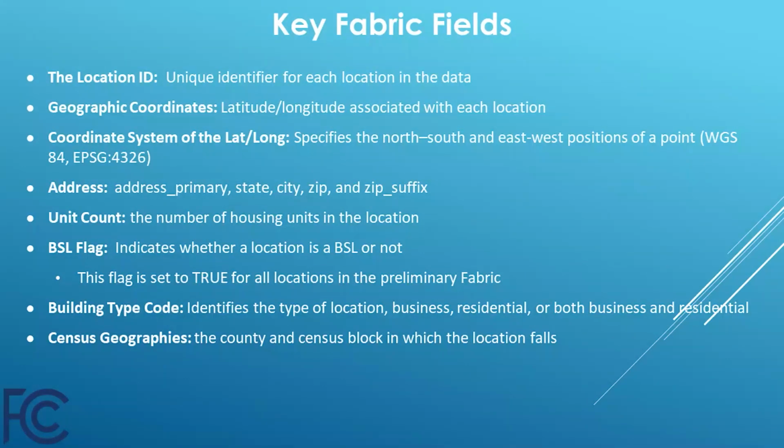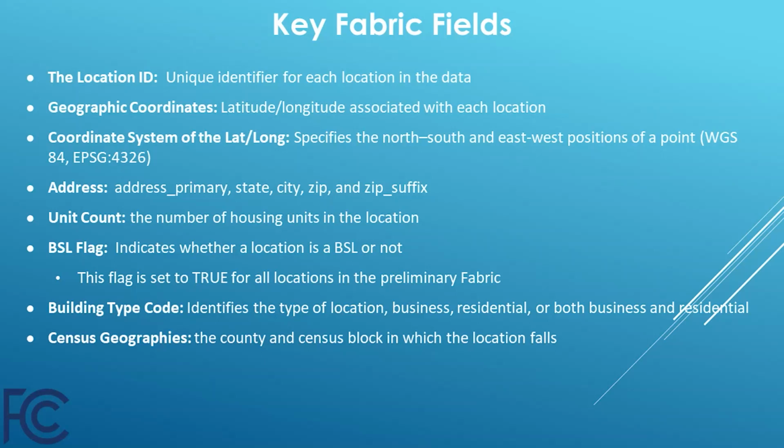Let's look at the key fields in the fabric dataset. First, the location ID. This is the unique commission-issued identifier for each location in the data. As mentioned earlier, the location ID used in the preliminary fabric will be different from the location ID in the production version. Next, the geographic coordinates.